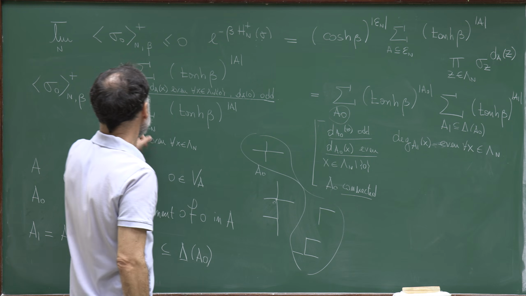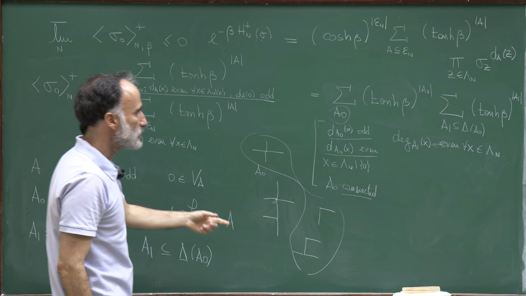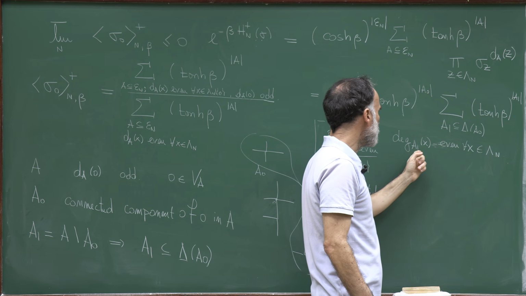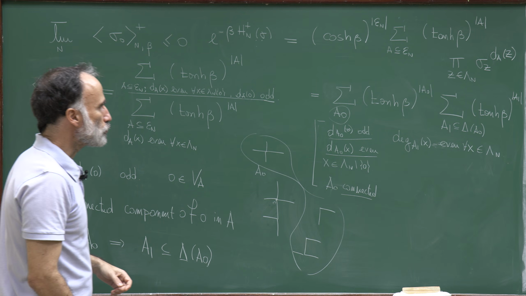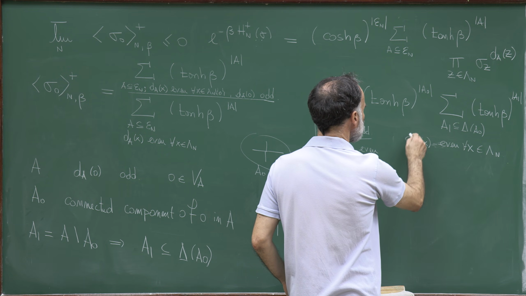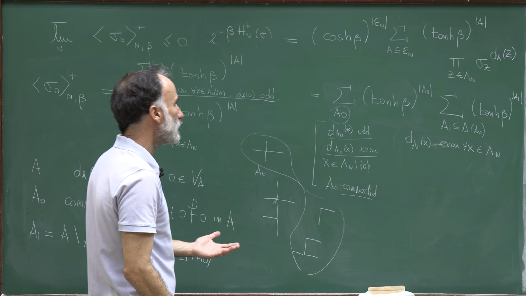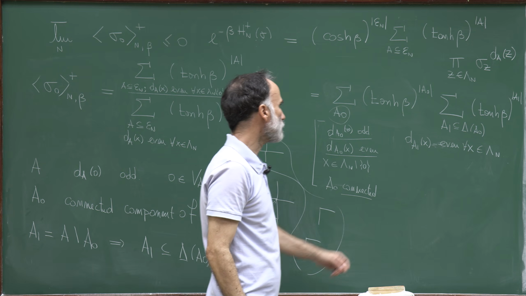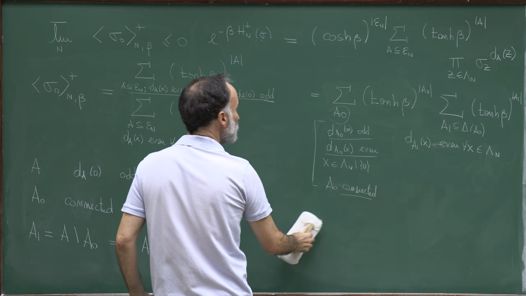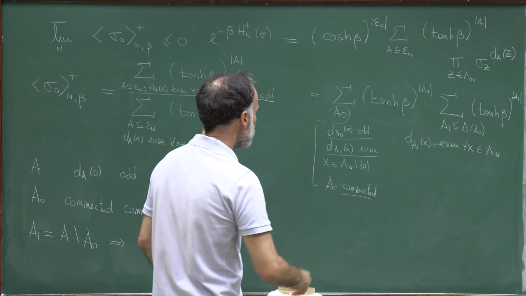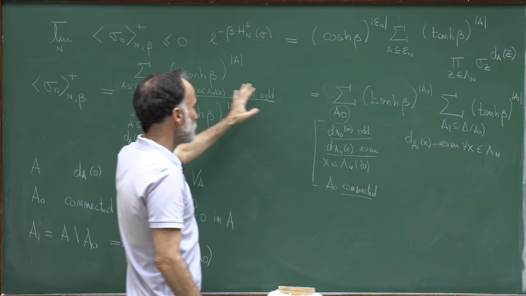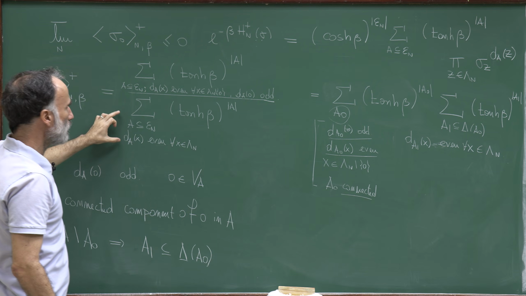And since we are requiring here all the degrees to be even, and since the origin does not belong to A1, this means that we have to sum over all sets A1 with the property that the degree d of A1 at x is even for all x in Lambda n. We can include the origin because anyway the origin does not belong to A1. So I hope you're convinced that this formula holds, which means that this expectation is equal to the sum, which I rewrote in this way, divided by this one.